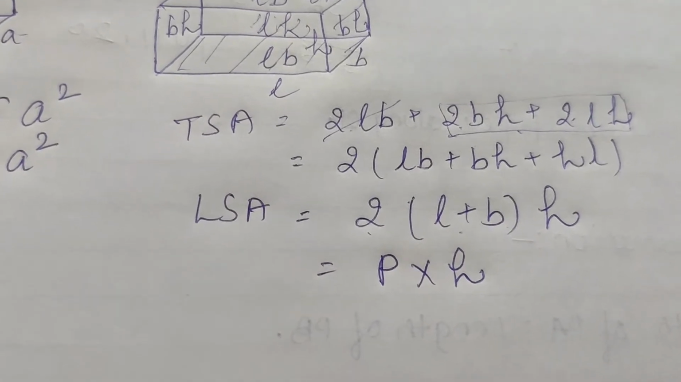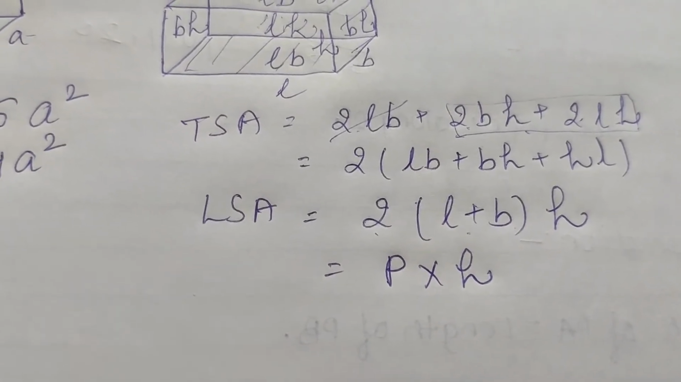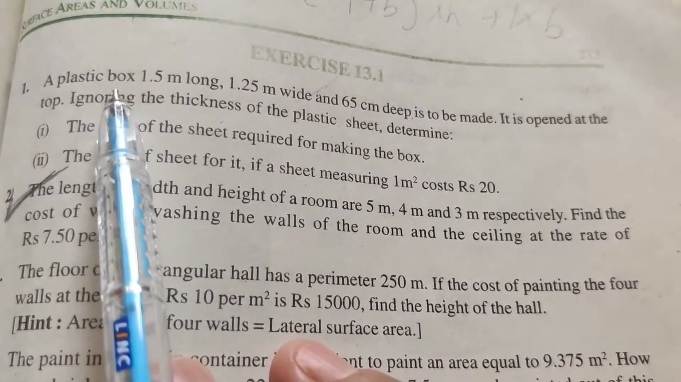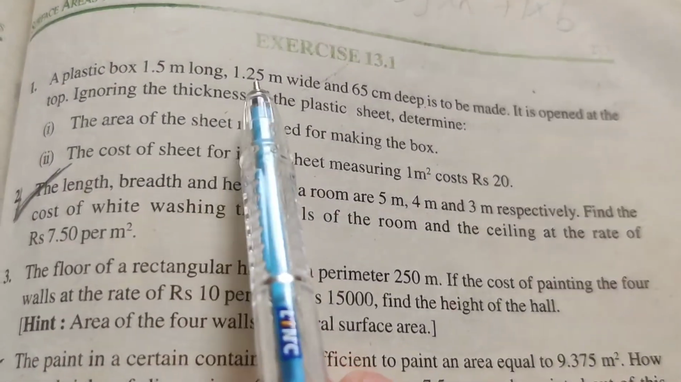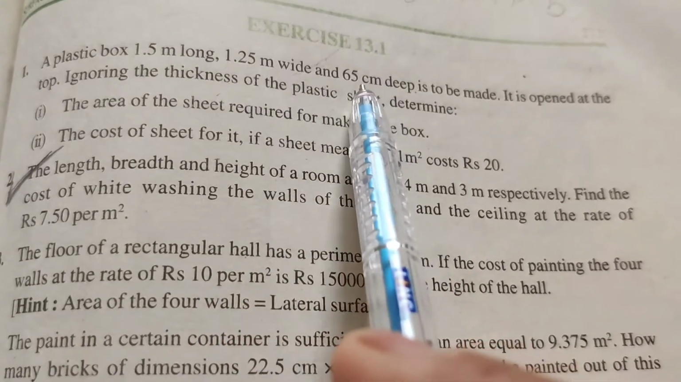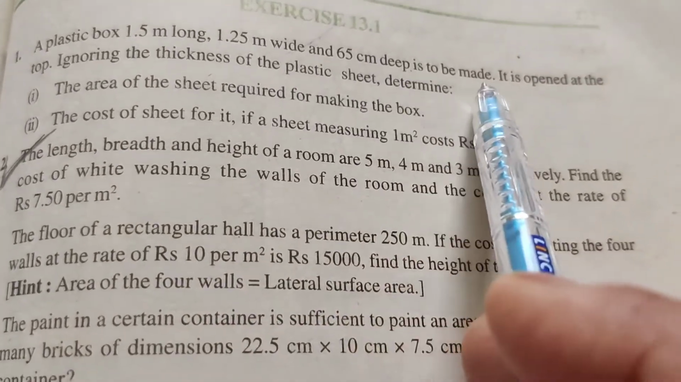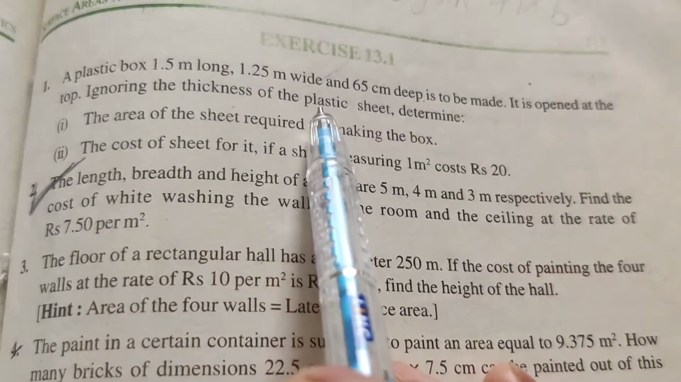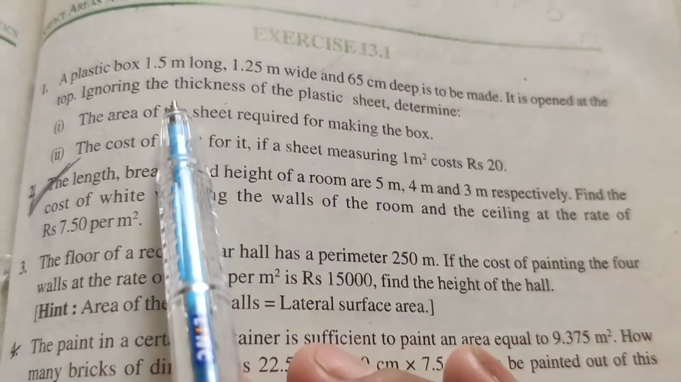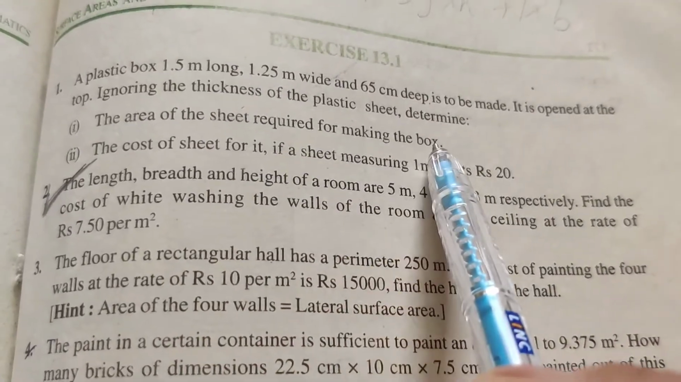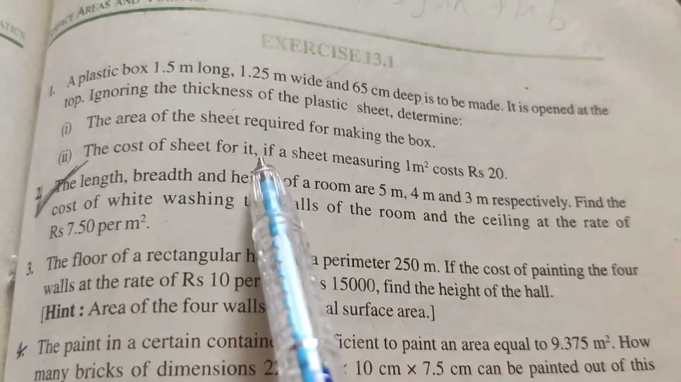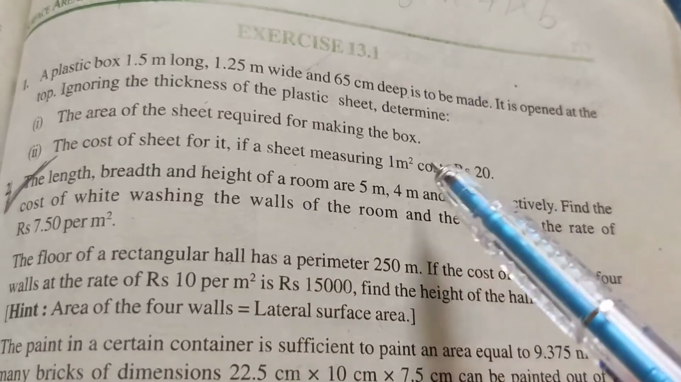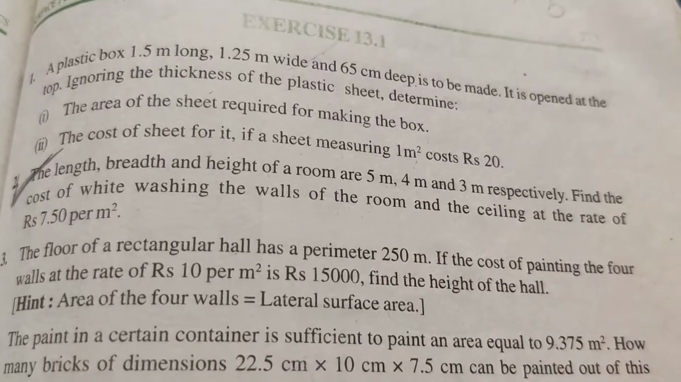Now come to the questions of exercise 13.1. The first question is: a plastic box 1.5 meter long, 1.25 meter wide and 65 centimeter deep is to be made. It is opened at the top. Ignoring the thickness of the plastic sheet, determine the area of the sheet required for making the box, and the cost of the sheet for it if the sheet measuring 1 meter square costs rupees 20.